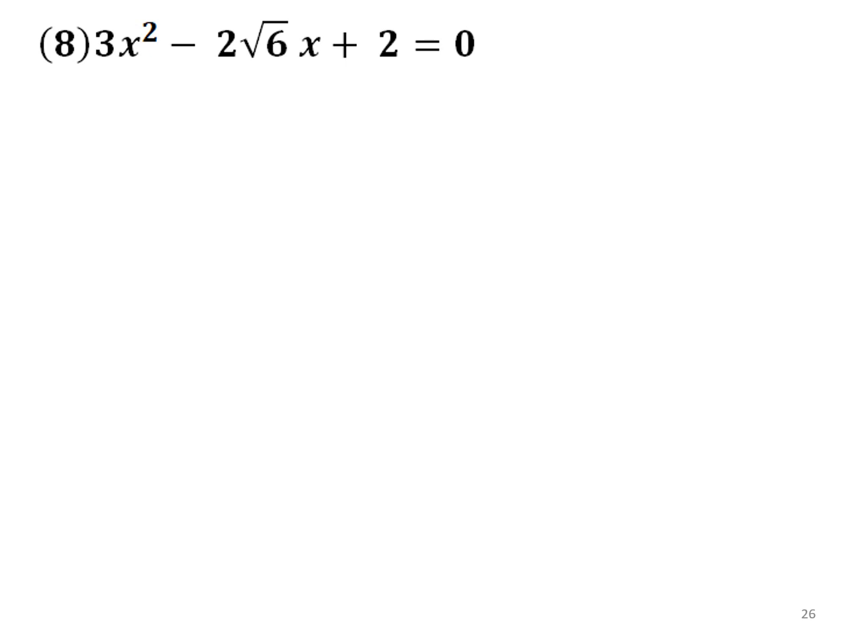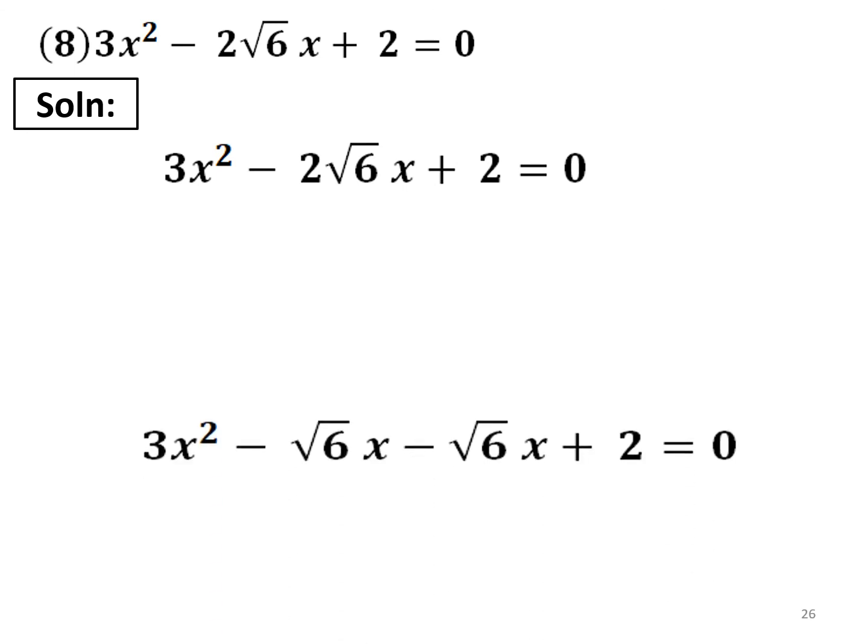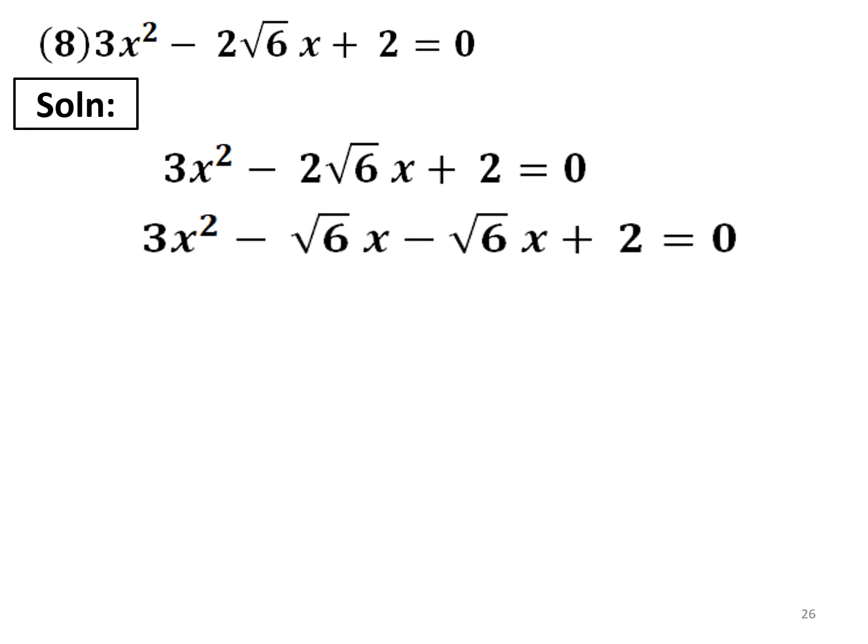Eighth question. 3x square minus 2 root 6 x plus 2 is equal to 0. Solution. 3x square minus 2 root 6 x plus 2 is equal to 0. 3 into 2 is 6. Two numbers, when we multiply, we should get the answer as 6, and when we add or subtract, we should get as 2 root 6.